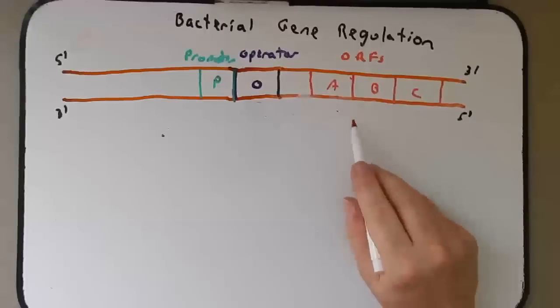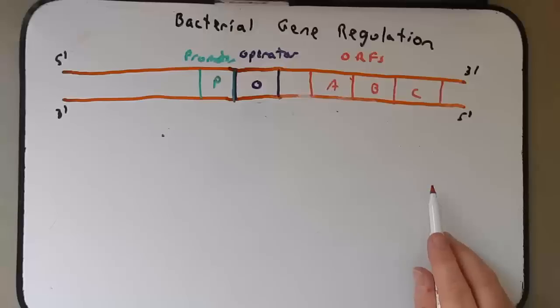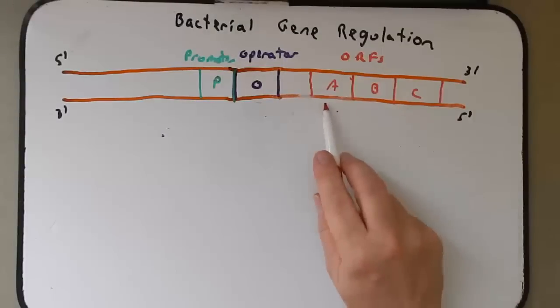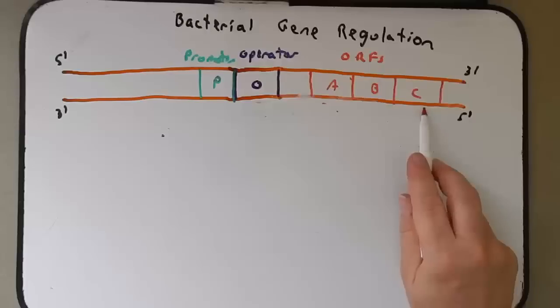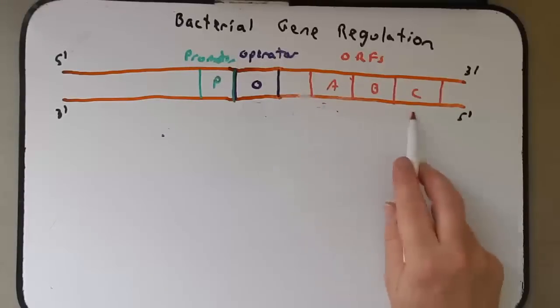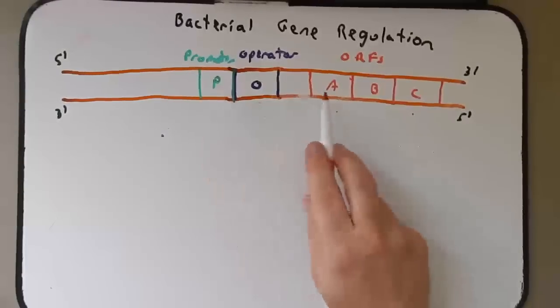Each one of these will go on to make a protein A, a protein B, and a protein C. What's different compared to eukaryotes is that they will regulate all 3 of these genes, and sometimes it's more than 3, but in this case I drew 3. They'll regulate all of these genes with a single promoter. As we will see when we move on to eukaryotes, it'll be 1 promoter, 1 gene.